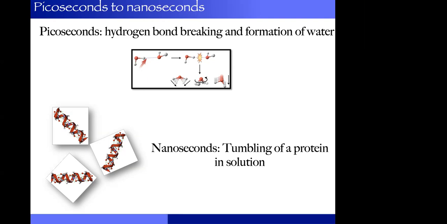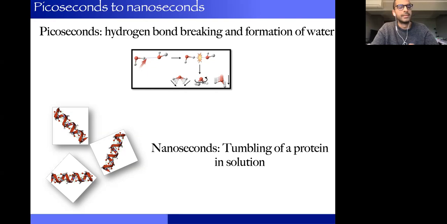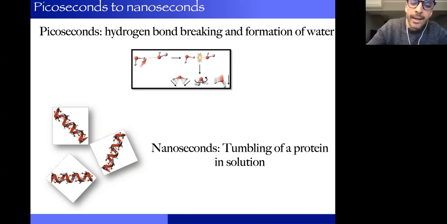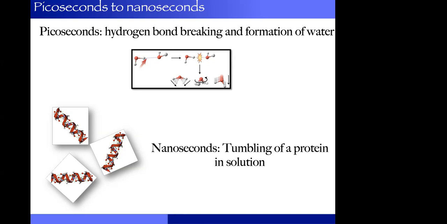Yes, Leah, go ahead, please. For this parameter, when we do the modeling, we will take it from the experiment, or we will calculate it? You mean like the time scale of picosecond? Yeah.